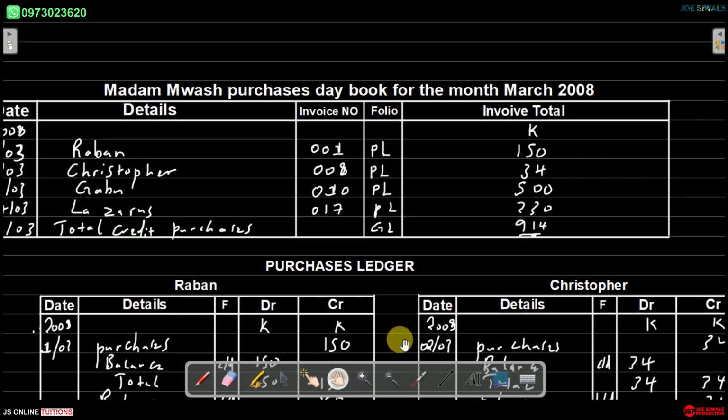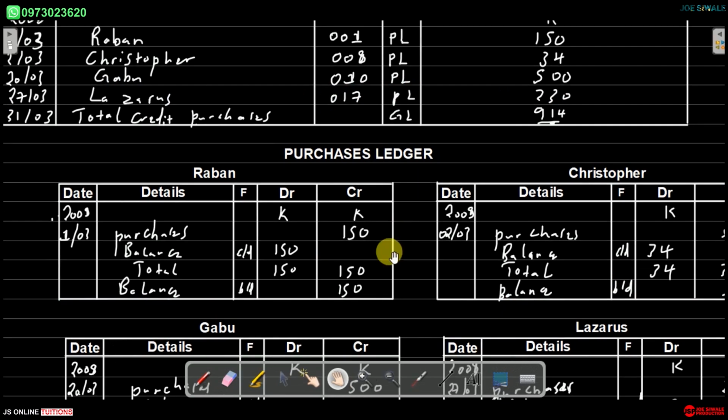So make sure that everything that you have found in the purchases daybook is correct, and that is going to imply that everything that's going to follow is also going to be correct. So we know that our total credit purchases is 914. So let us record that.